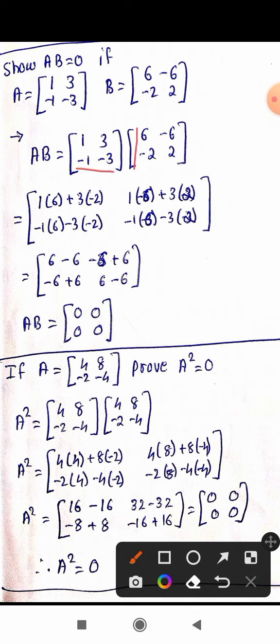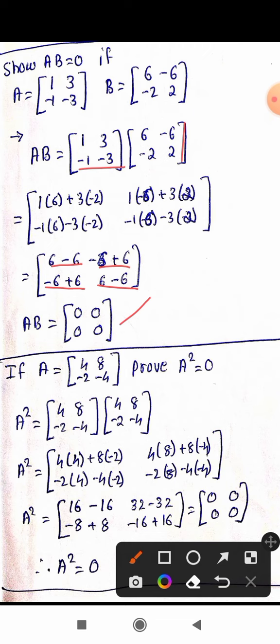Row into column, 1 minus 1 into 6 minus 3 into minus 2. A row into column, minus 1 into minus 6 minus 3 into 2. So we will get 6 minus 6, minus 6 plus 6, and minus 6 plus 6 and 6 minus 6. So matrix AB is a null matrix, that is 0 0 0 0.